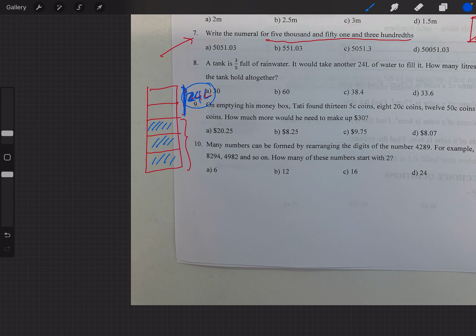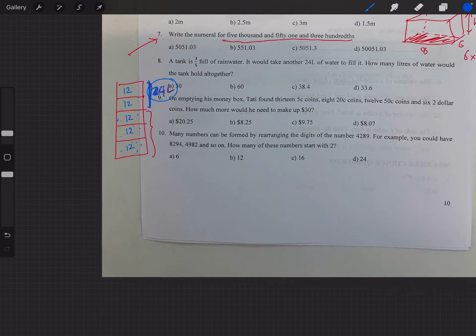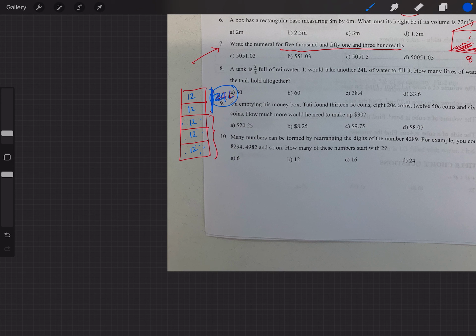So what's 24 divided by 2? You're going to get 12 in each piece, right? That means that all of these pieces will be 12. So how many liters of water would the tank hold altogether? So work it out. How many liters is it when the tank is full? 12 times 5 there.